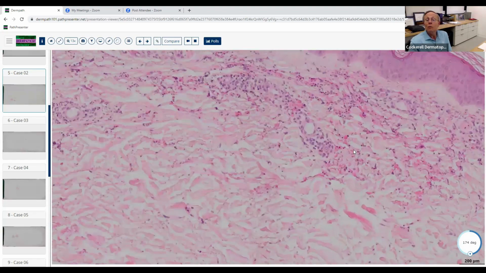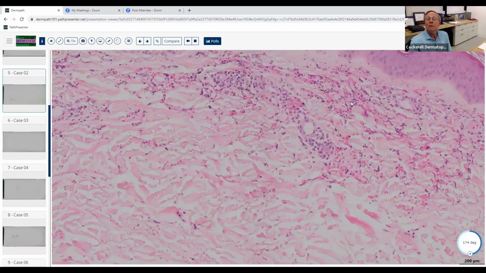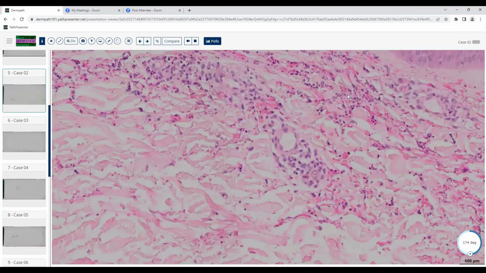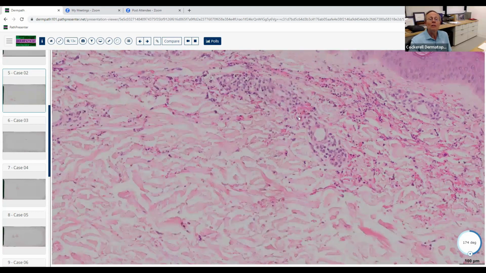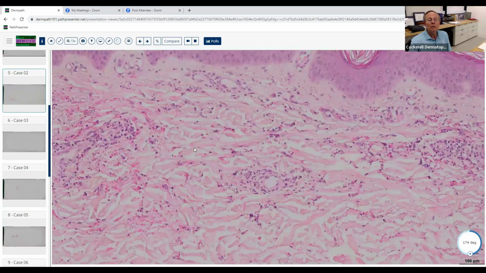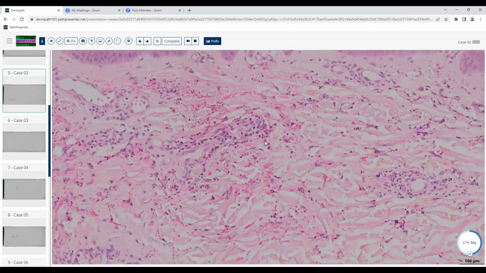Now what do we see? What's all this stuff? Like nuclear dust? Yes, excellent. Nuclear dust. And all these were extravasated red cells. And yes, there are some eosinophils admixed in here also. So what's the diagnosis? Urticarial vasculitis.